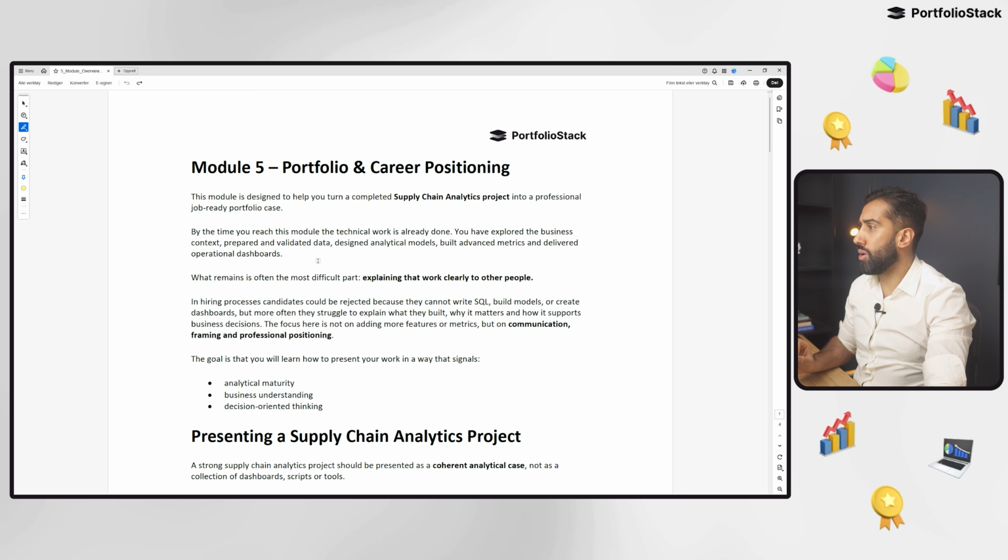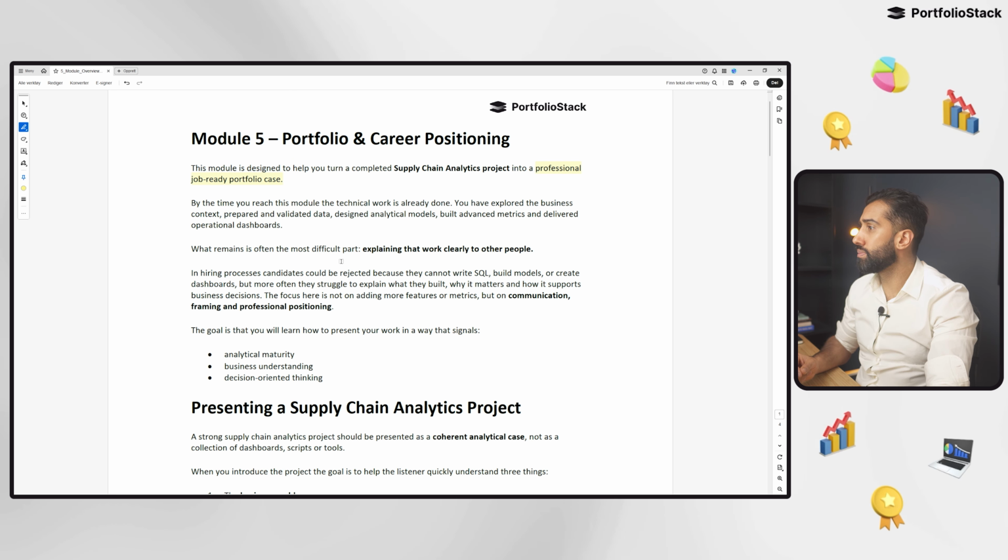As I said in the intro, the module is designed to help you turn this completed supply chain analytics project into a professional, job-ready portfolio case. And that is the goal, right? We want it to be a portfolio case you can use to position yourself stronger in terms of getting a job.